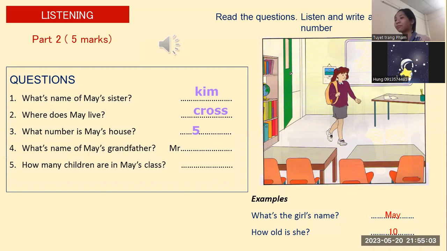Four. And who drives you to school? My grandfather. And what's his name? His name's Mr. Young. Is that Young? Yes, that's right. Five. And how many children are in this class? 17. 17. Can I sit down now, please? Yes, you can, May. Thank you.